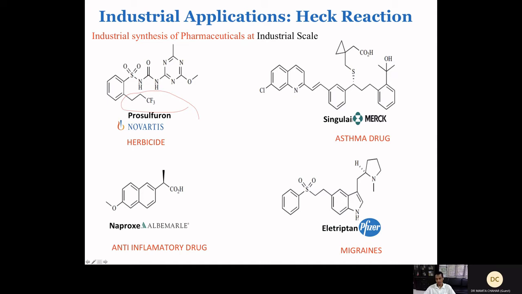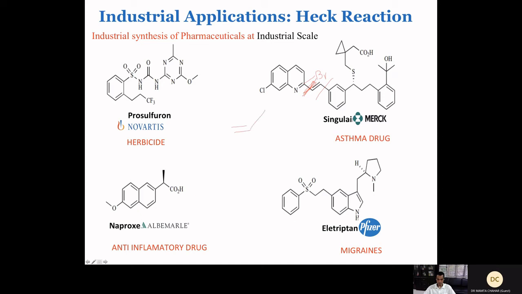Okay, now over here you see this is again an important entity. This is singulair, and it's from Merck. It is an asthma drug. You can see that the aryl bromide can be over here and the olefin can be over there. Alternatively, you can have the olefin on this side, so you can have the bromine over here and the olefin on this side. So either this way or that way, both ways you can cut this.